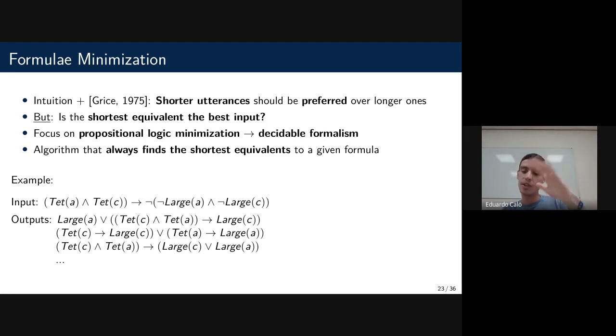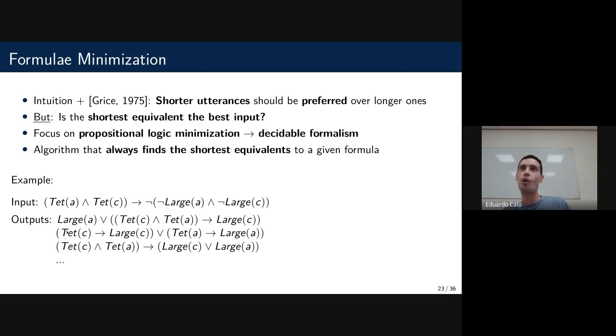I gave an example here to clarify things. Take this propositional formula as input, which contains 1, 2, 3, 4, 5, 6, 7, 8, 9, and 10 symbols. Symbols are predicates and connectives. When you give this formula as input to this algorithm, you receive all these outputs, which are logically equivalent to the input, which means that they have exactly the same meaning as the original input, but they are very much structurally different. And they are the shortest possible equivalents that you can get.